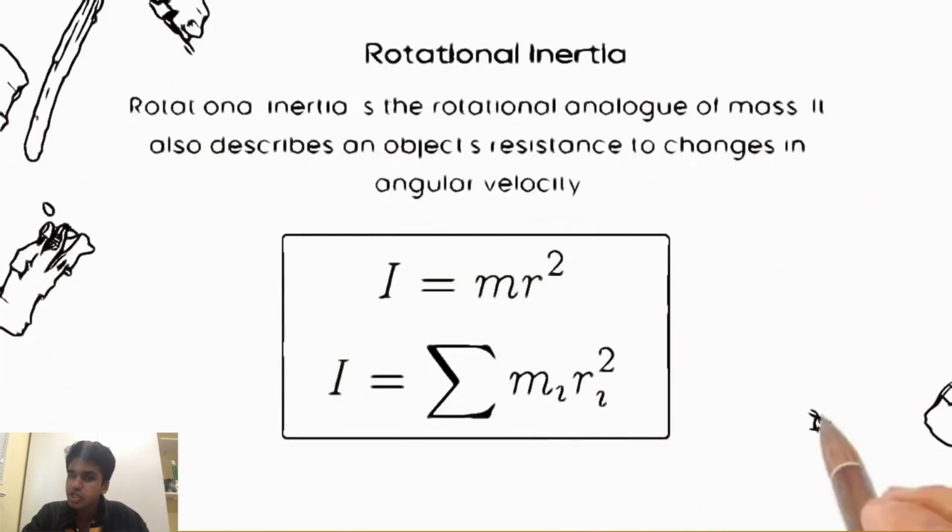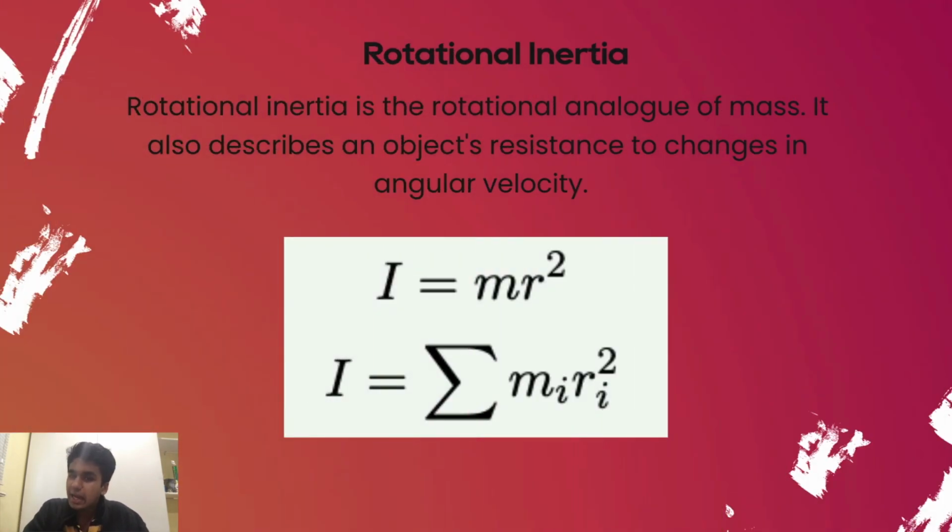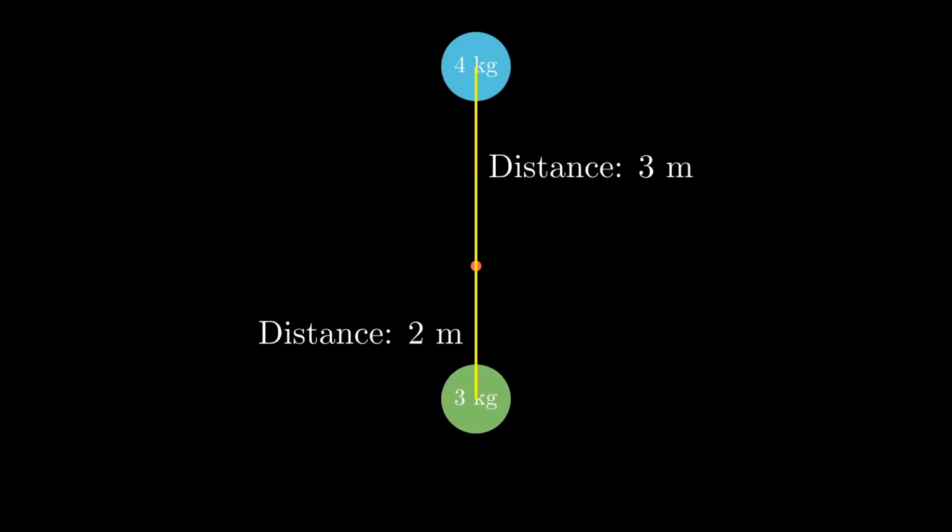Now, rotational inertia is the rotational analog of mass, and it describes an object's resistance to changes in angular velocity. For a point mass, you simply use the formula I equals m r squared, where r is the distance from the pivot. If you have multiple point masses, you can find m r squared for each mass and then sum them all up. Let's see an example. Here the pivot point is the orange point, and there's one ball 3 meters from it and one 2 meters from it. The mass of the blue ball is 4, and the mass of the green ball is 3. So we know that the rotational inertia is m r squared.